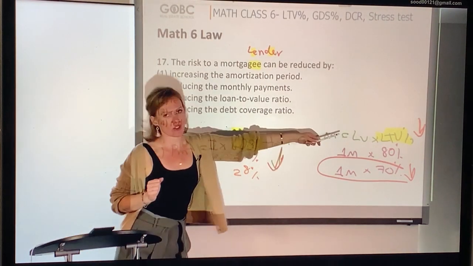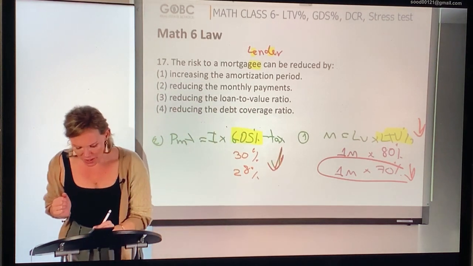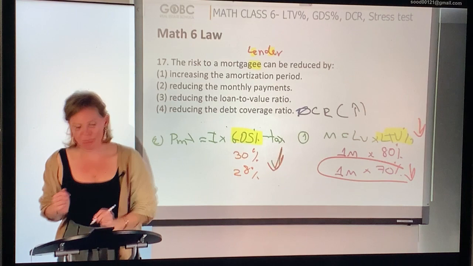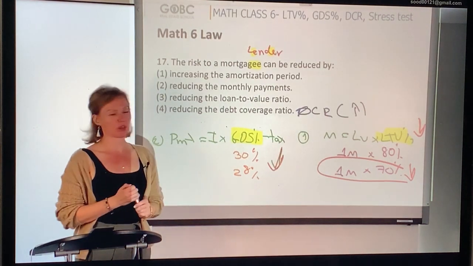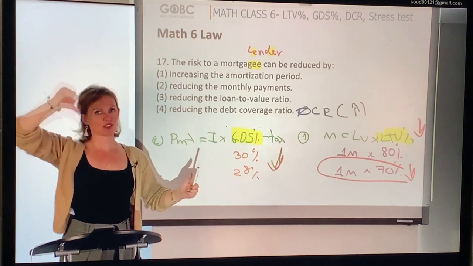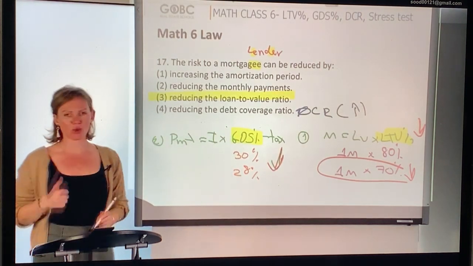Reducing the loan to value ratio, which is true, or increasing the debt coverage ratio. Debt coverage ratio is DCR, and DCR is the commercial side. On the commercial side it's the opposite: the higher the DCR, the better. So keep it simple. As long as they talk about the loan to value ratio or the GDS, it has to be lower. So for that reason, option 3 is the better one, because reducing the loan to value ratio is the option that we want. Okay, next one.